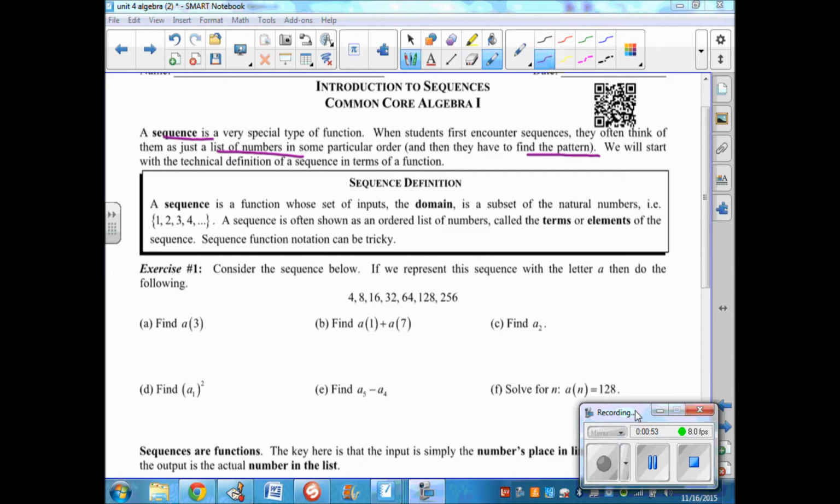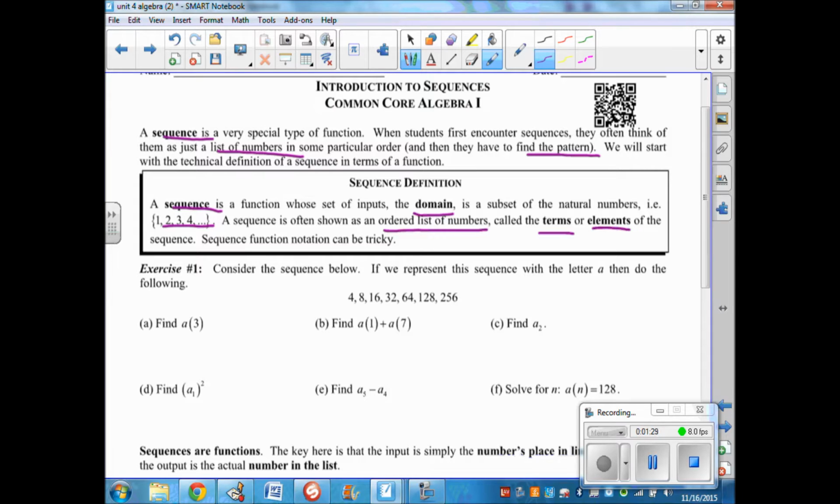So, the sequence definition. A sequence is a function whose set of inputs, the domain, is a subset of the natural numbers. 1, 2, 3, 4, okay? Those are our counting numbers. So it says a sequence is often shown as an ordered list of numbers, we're cool with lists of numbers, that are counting numbers, called the terms or elements of a sequence.